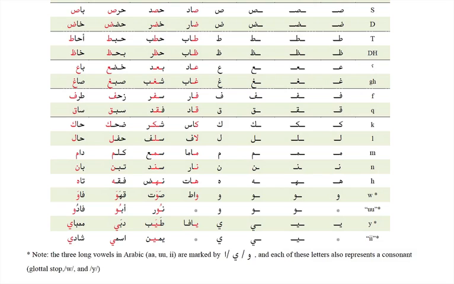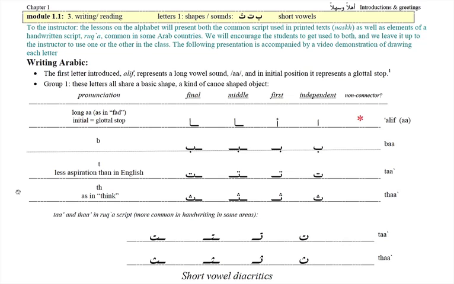We'll work on the hard to produce sounds for you, and they would be things like the ain sound in the middle there, and the ghain sound, the qaf sound, the q sound, and the pharyngealized consonants, the sad, dad, ta, and za.